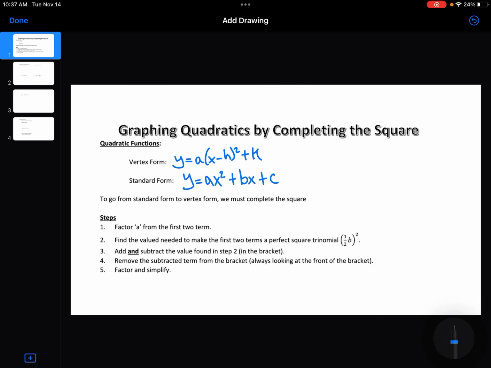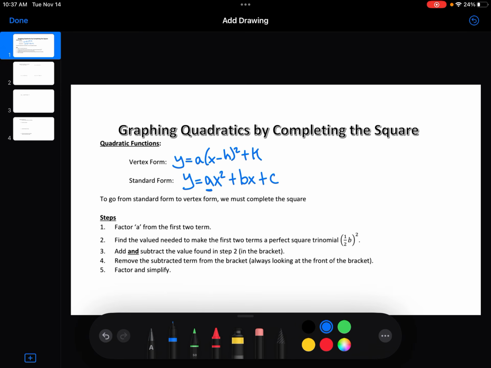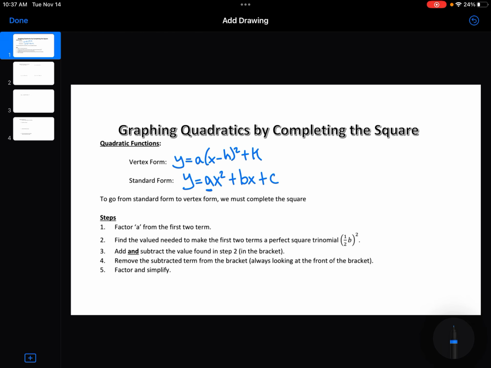Now, there are steps that we can do to go from standard form to vertex form. Those are, we're going to factor out the a value. So when we're looking at this, we're looking at the number in front of x squared. Now, sometimes that could be a 1, so we don't really have to do anything. Then we're finding the value needed to make a perfect square.